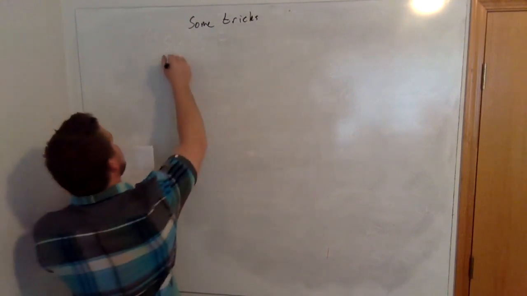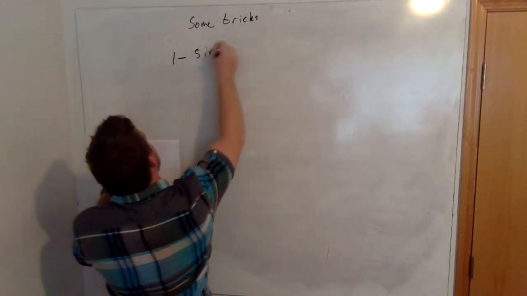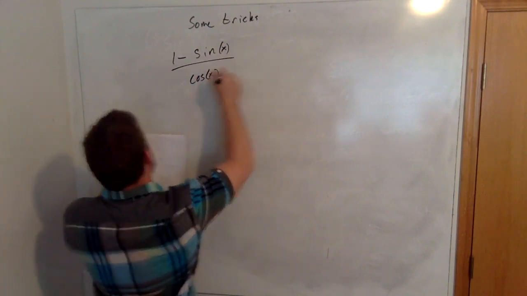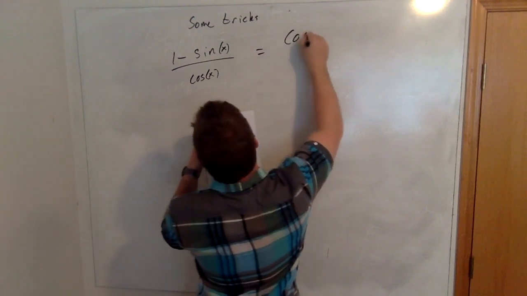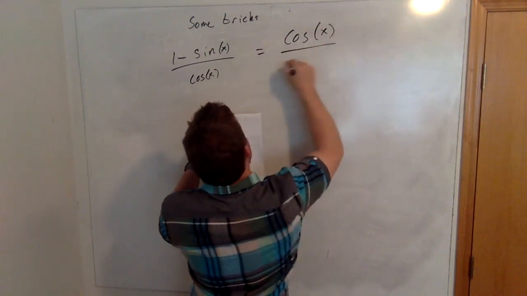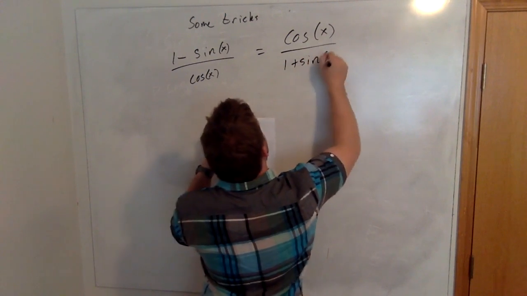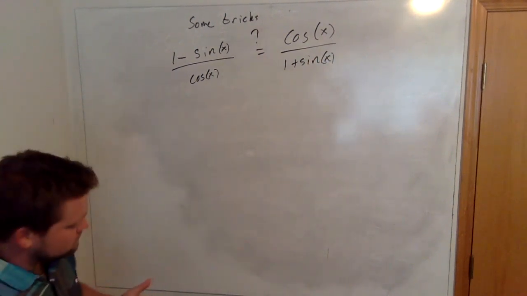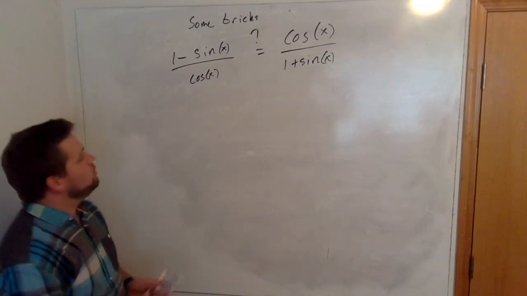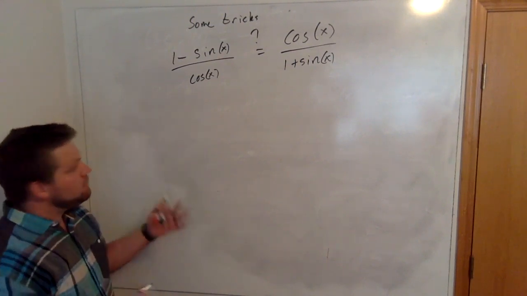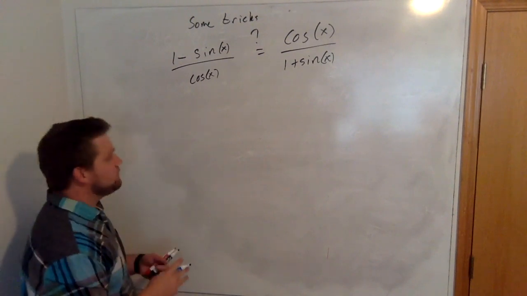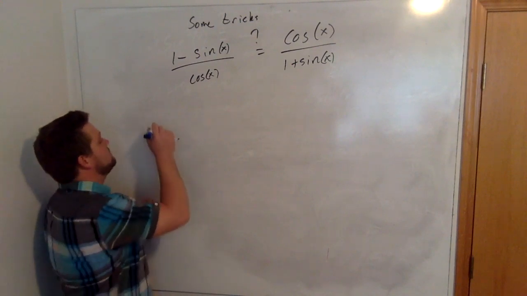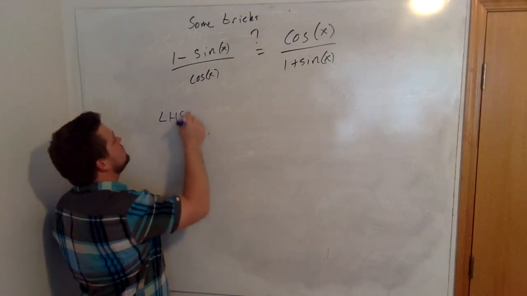Okay, let's say we want to show that 1 minus sine of x all over cosine of x is equivalent to, how about, cosine of x all over 1 plus sine of x. We want to show that these are the same. Well, what could we do here? Maybe if we're just playing around, we want to mess around with the left-hand side. Maybe we start with the left-hand side.